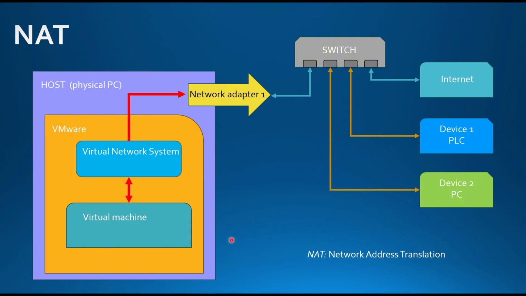The process is as follows. When the virtual machine needs to communicate with the external network, it sends its request to the virtual network system. This, in turn, passes it to the host. The host takes that request, translates it by changing the source IP address to its own, and sends it to the network. To the rest of the devices on the network, all communication appears to come directly from our physical PC. They have no way of knowing that a virtual machine is behind it, which keeps it hidden and protected.